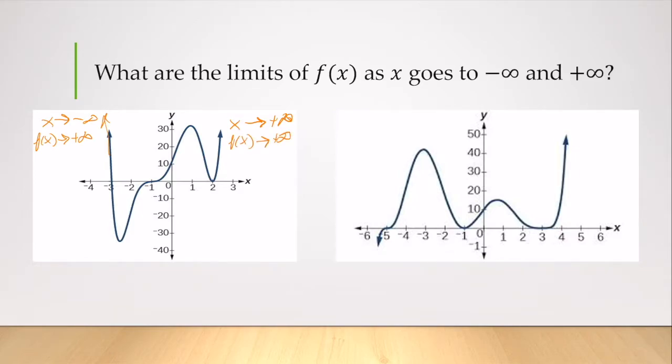Let's take a look over here. I have as x goes to negative infinity, my y values also go to negative infinity. And I have as x goes to positive infinity, my y values also go towards positive infinity. So as x gets bigger, y gets bigger. Over here, as x gets smaller, y gets smaller.